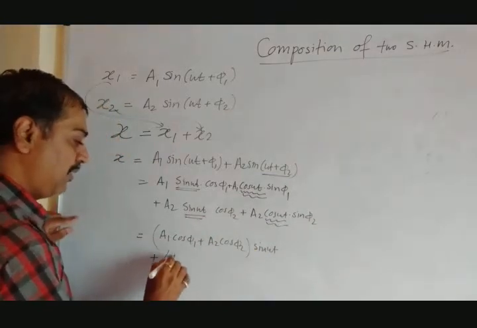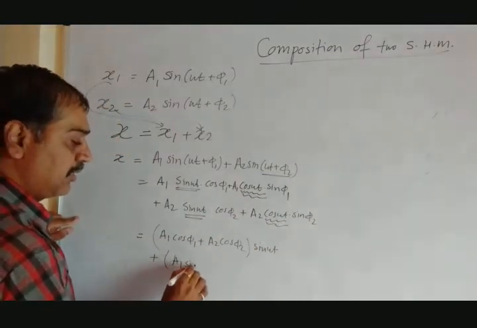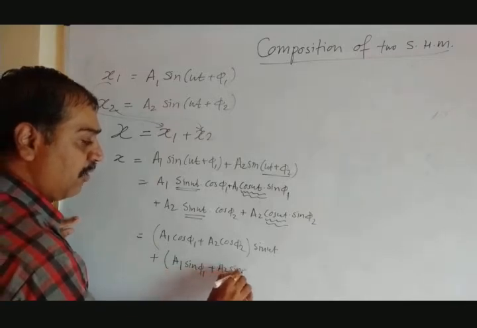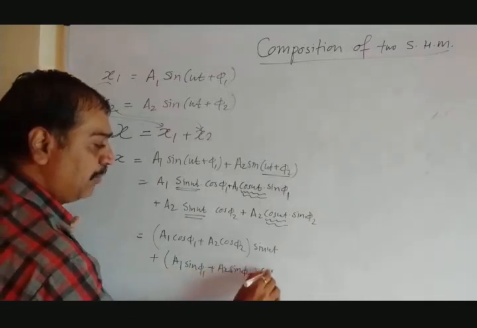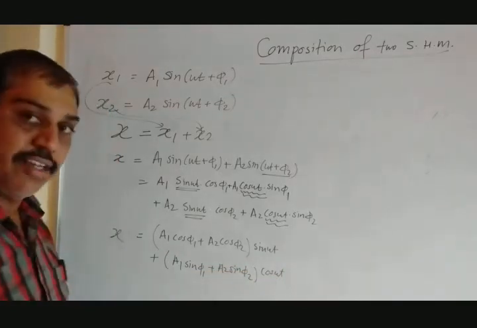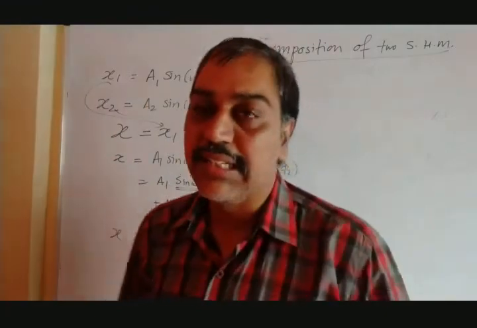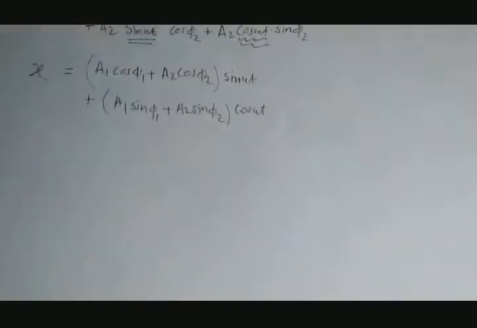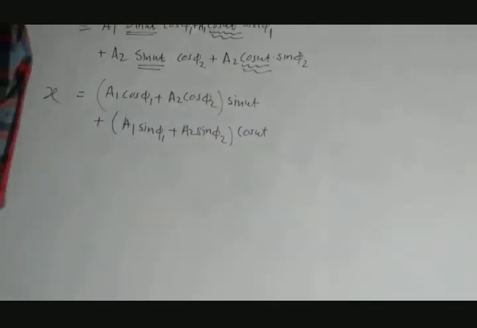So you can write plus a1 sine of phi 1 plus a2 sine of phi 2. Outside it becomes cos of omega t. So this is the displacement x equal to. Now in this equation, what you have to do, you have to put some values. We have to put one constant value, or we have to just use some basic formulas, or just put some substitutions.